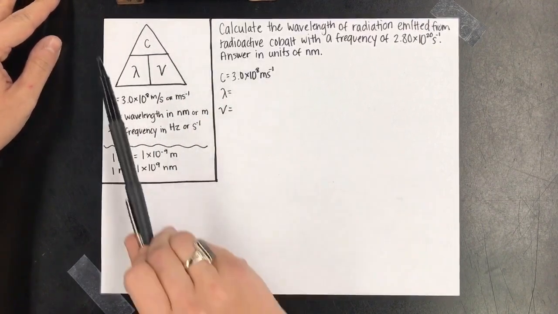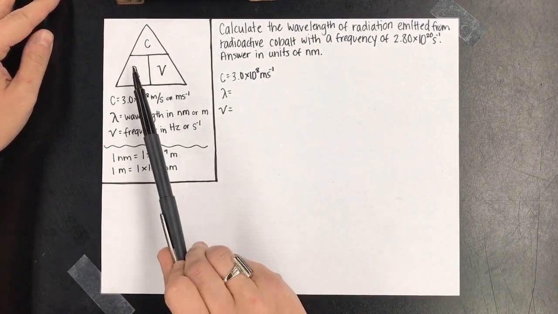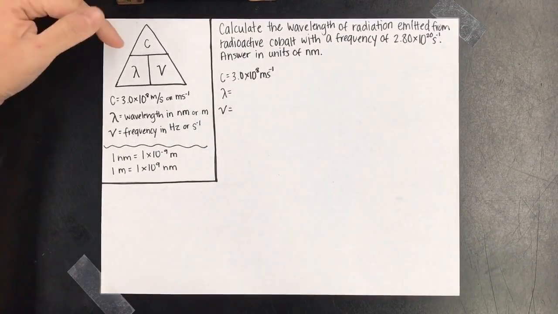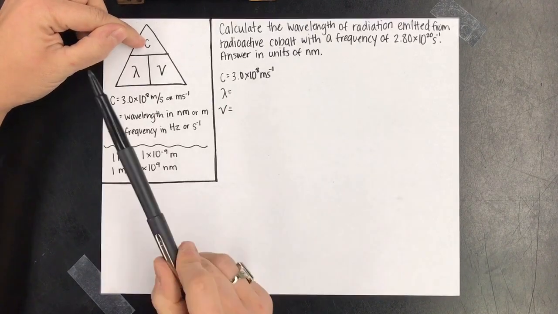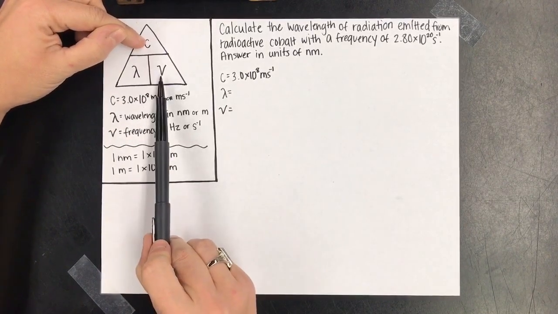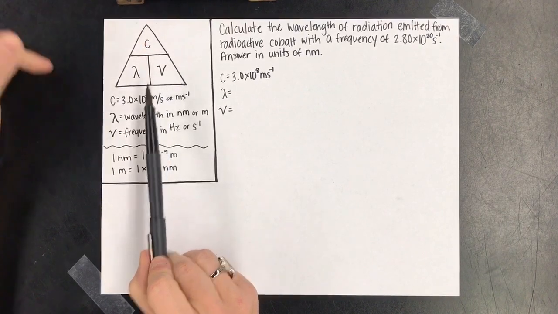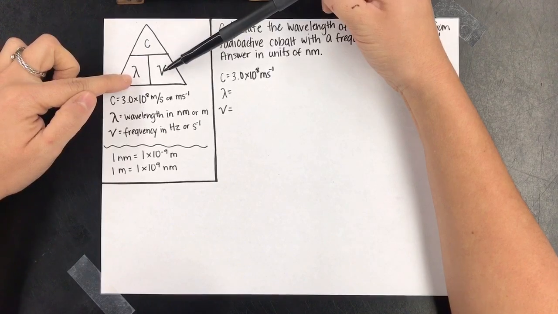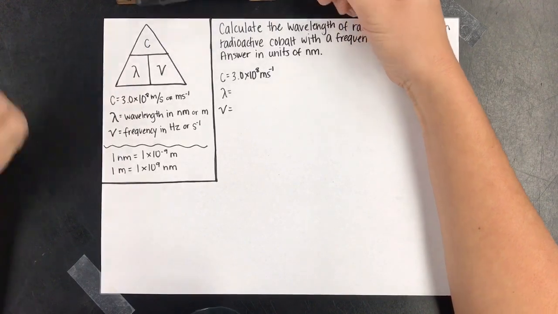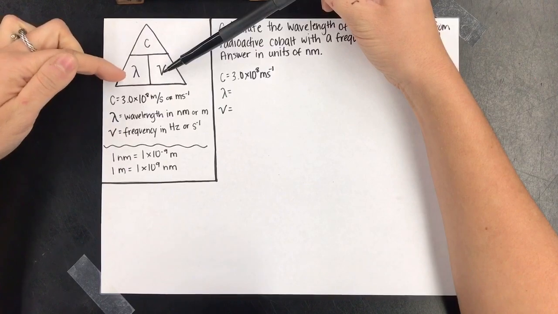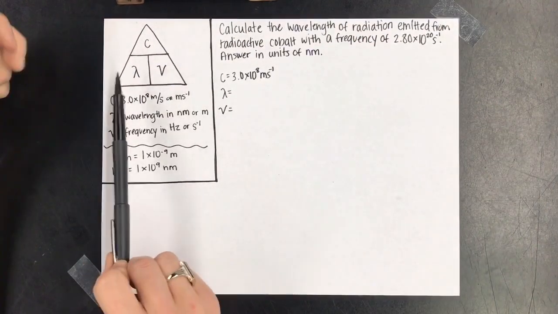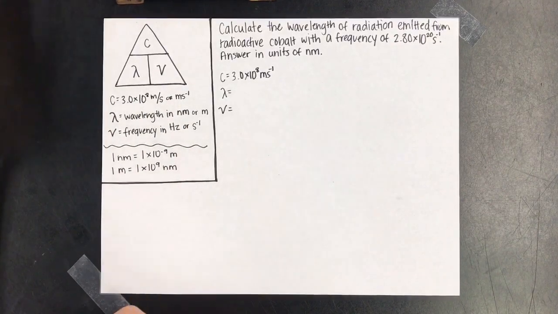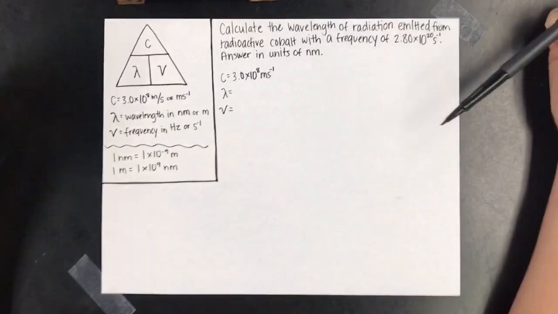If we're looking at this pyramid right here, the way that we use it is whatever we're trying to solve for. So for example, even though the speed of light is a constant, the speed of light, c, would be equal to wavelength times the frequency. If I were searching for wavelength, I would take the speed of light and divide it by the frequency. And if I was looking for frequency, speed of light divided by wavelength. Okay, and we can do this because wavelength and frequency have an inverse relationship. So as one gets bigger, the other gets smaller. So let's look at this problem.